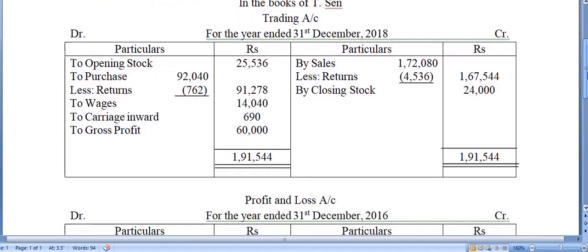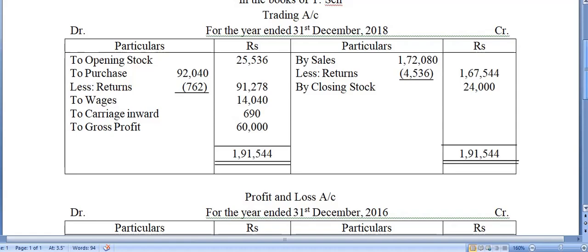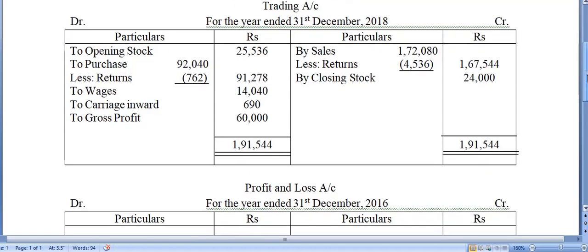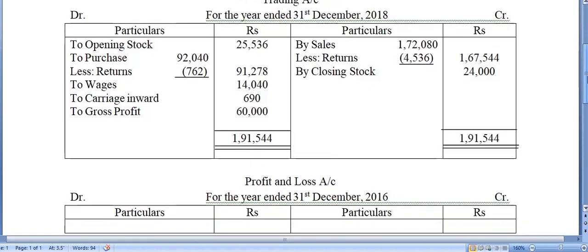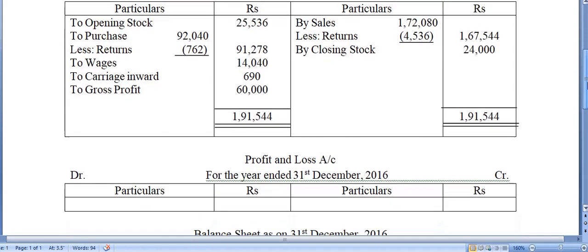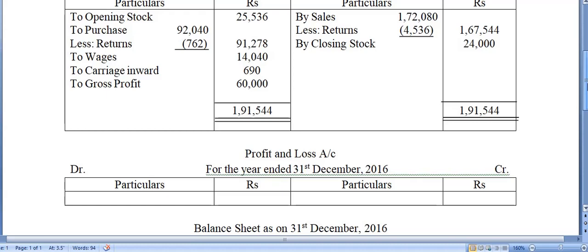Now after preparing the trading account, we can prepare the profit and loss account, because we have to continue from the trading account. We cannot start making the profit and loss account until and unless we have gross profit or gross loss. Since we have gross profit out here, this gross profit will appear towards the credit side of the profit and loss account. Let me just write out here first. 191,544 plus 24,000. So the total is only 131,544. And we can write by gross profit.